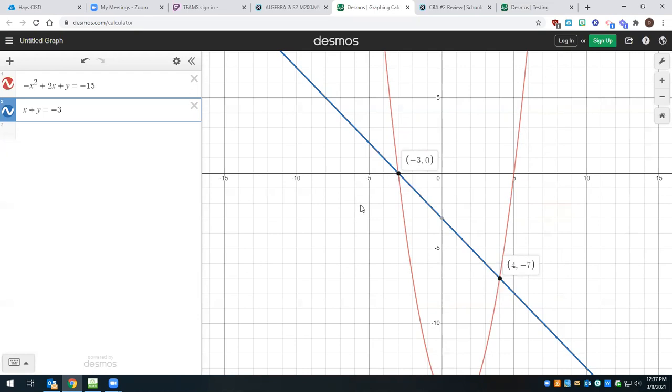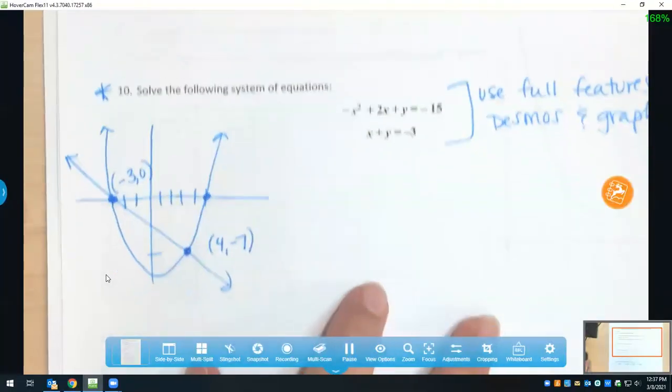So when you go back and look at it again, you'll know what you were looking for. You're looking for where the quadratic and the line meet each other. I'm going to mark that at (4, -7) and then (-3, 0), and just draw a line through there. Okay, and so on my paper, this is all I'm writing.